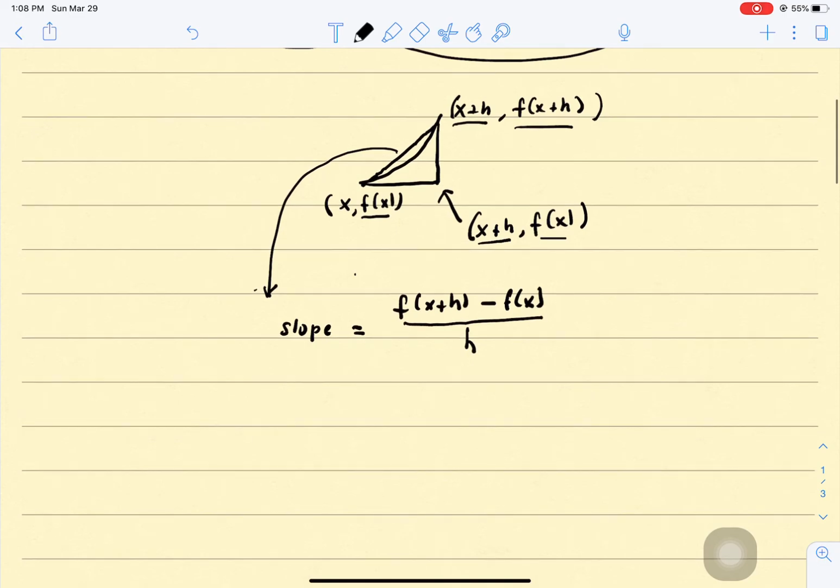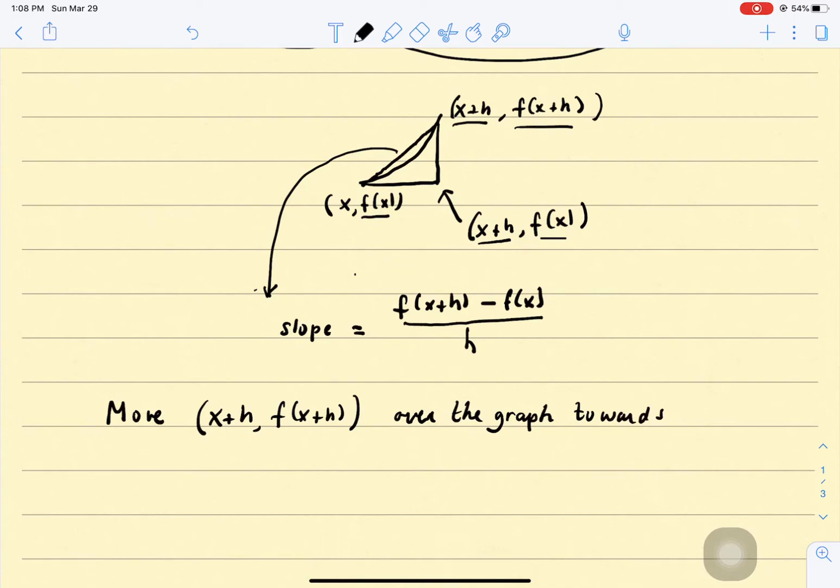If you make that triangle smaller, then it's like you're moving the point x plus h, f at x plus h over the graph to the point x comma f of x. So move x plus h comma f at x plus h over the graph towards the point x comma f of x. What you see is that that triangle is getting smaller, and its top vertex is being pushed over the graph towards the left bottom vertex.